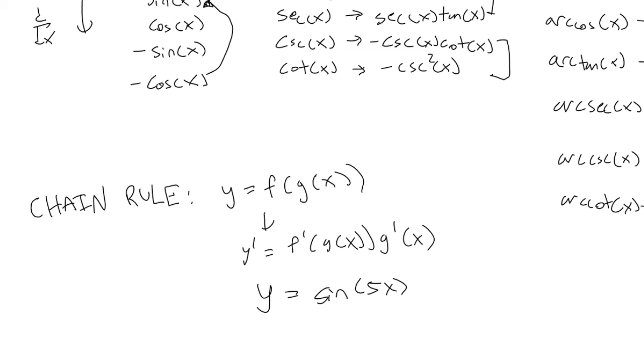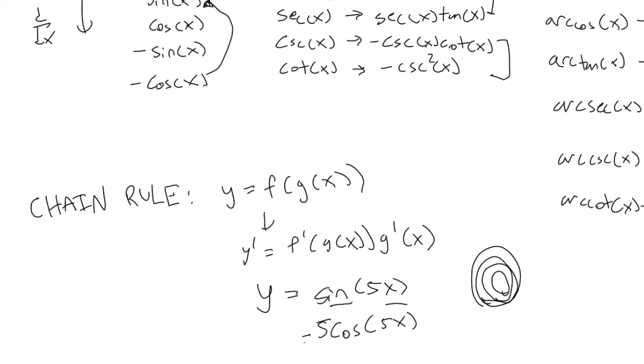So the outer here is sine x. It wraps around the inner function. So you can think of it sort of like a Russian nesting doll. You have the inner, and then the outer, and then outer and outer, however many there may be. So for sine 5x, we take the derivative of the outside, which is cosine 5x, and we multiply it by the inside's derivative, which is 5.